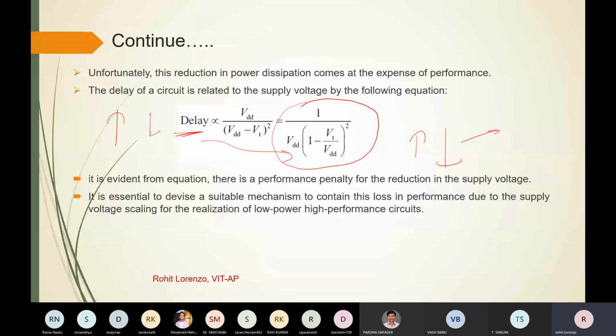So I need to devise a suitable mechanism to contain these losses in performance due to supply voltage scaling, for the realization of low power, high performance circuits. Because for a good VLSI chip, I want low power and low delay, both things. Low delay means a high performance circuit. So I need one suitable mechanism to achieve both.